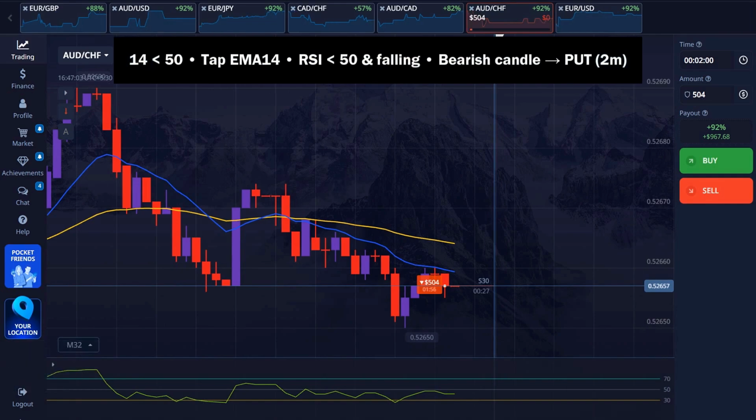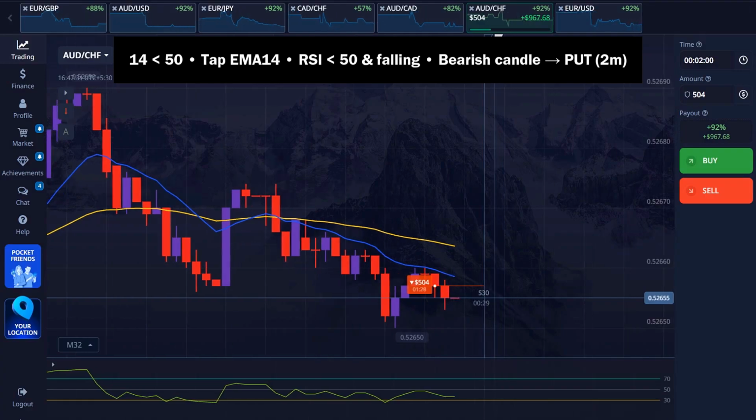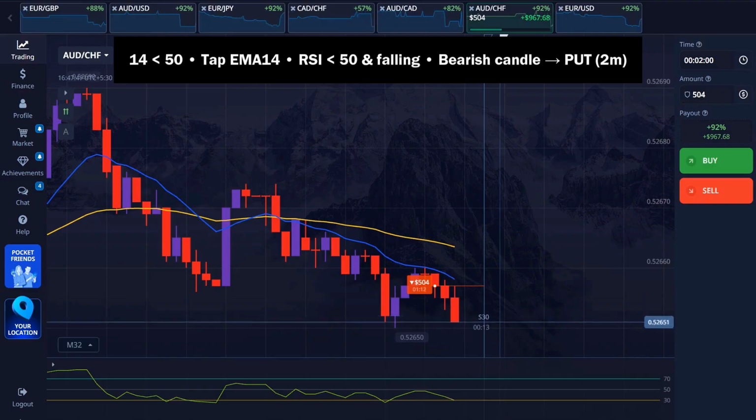Here's my sell trade entry. Trend. The blue EMA-14 is below the yellow EMA-50. Clear downtrend. Pullback. Price pulls back up to EMA-14 and stalls. No strong close above it. Momentum. RSI-7 is below 50 and leaning down. Signal. A bearish candle forms right after the touch on EMA-14. With all rules aligned, I take a sell trade with a 2-minute expiry.